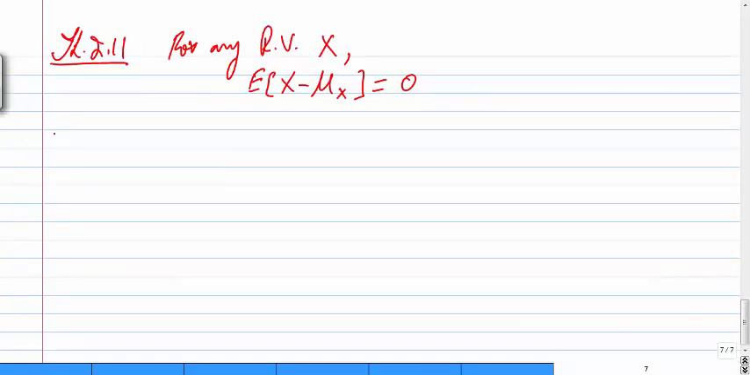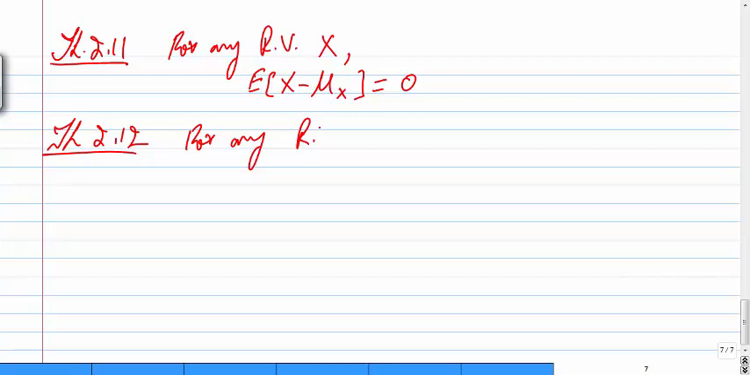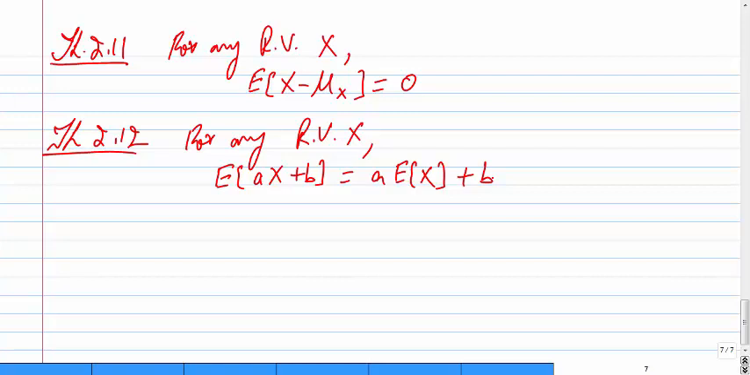The next theorem is theorem 2.12, that says that for any random variable X, the expected value of a scalar multiplied by a random variable plus a scalar is equal to the scalar times the expected value of X plus that scalar. So this means that expected value follows linearization or superposition.